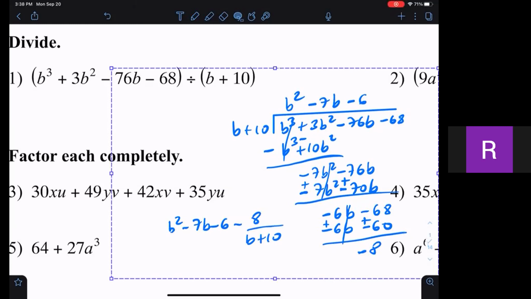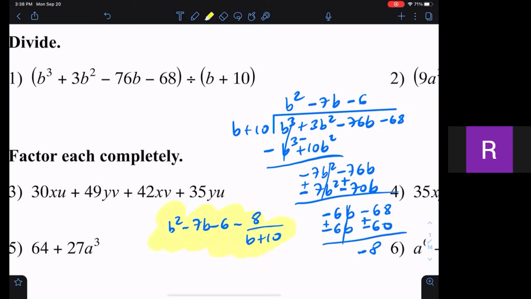Next one, just in case this is the answer. Okay. Next.